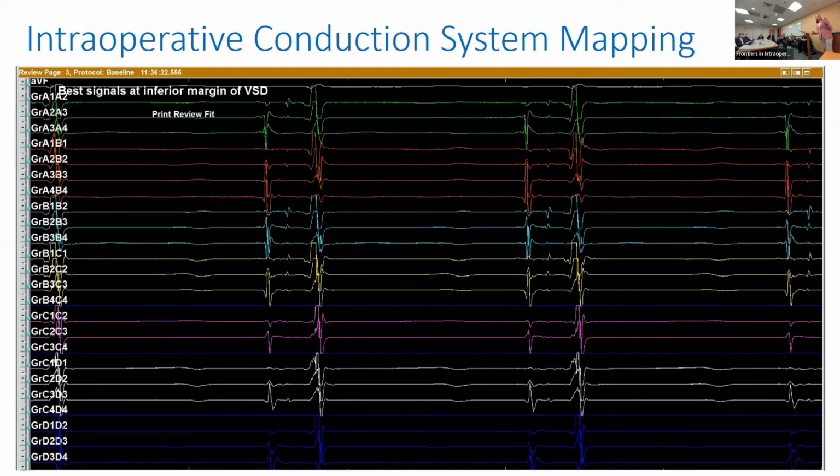And the mapping is done with just a standard EP lab recording system. This is an example of what the signals look like. You can see we have a number of different bipolar electrograms that are displayed here. At the very top line is AVF. It's one of the surface lead ECGs. It's a little bit low amplitude, but there's a P wave and a QRS that you can see.